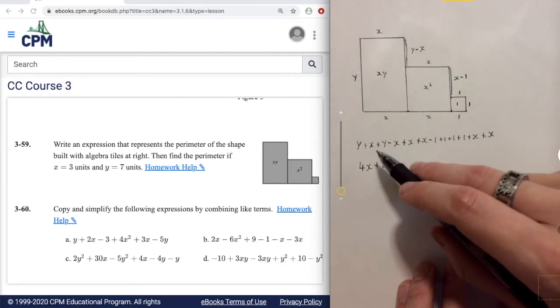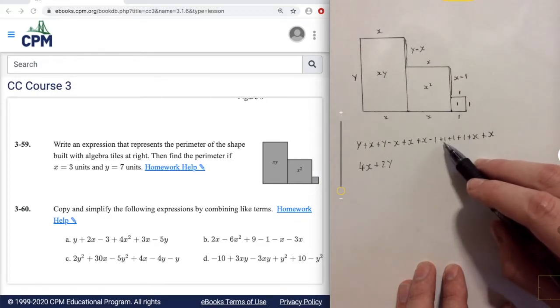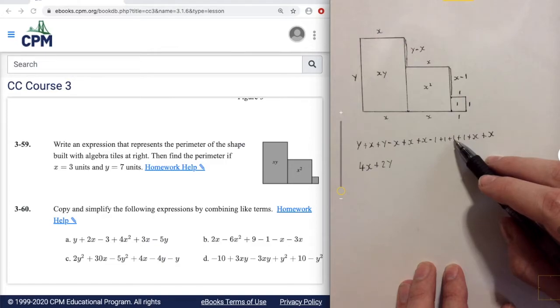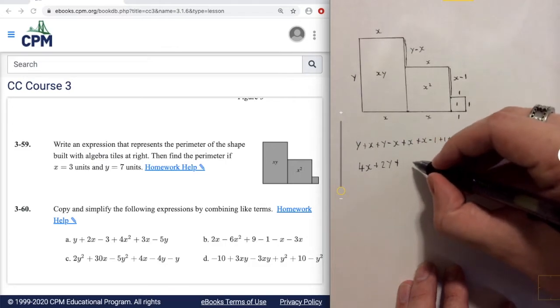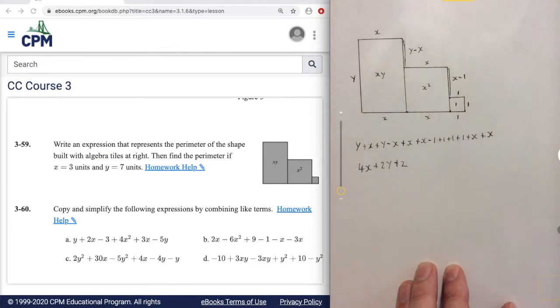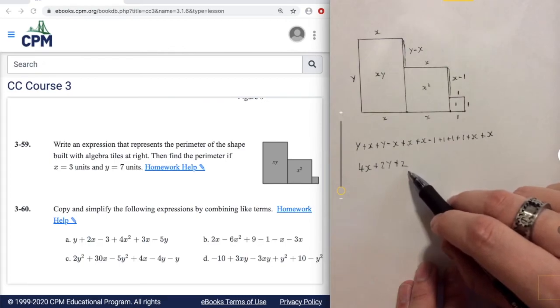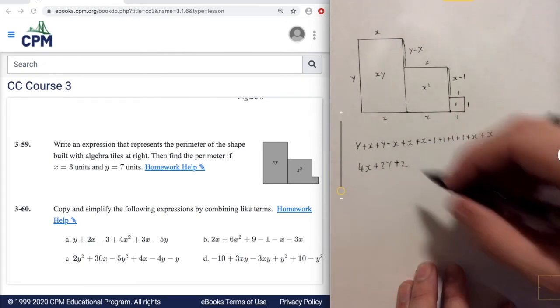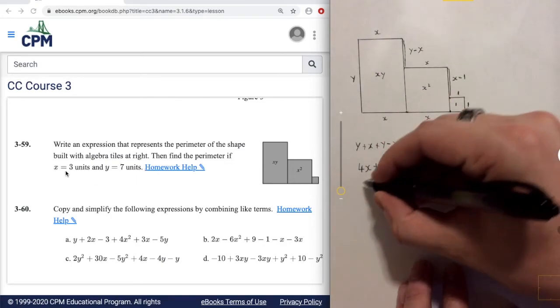Now finally we just need to add up all the 1's. So we have a negative 1 plus 1, so that will be 0, plus 1 is 1, and plus another 1 is 2. So we've simplified the perimeter to be 4x plus 2y plus 2. So we can write that as the perimeter, but we don't just want to find the perimeter. We also want to find it if we know what x and y is. So we found the expression that in general is the perimeter, but now we want to plug in x equals 3.